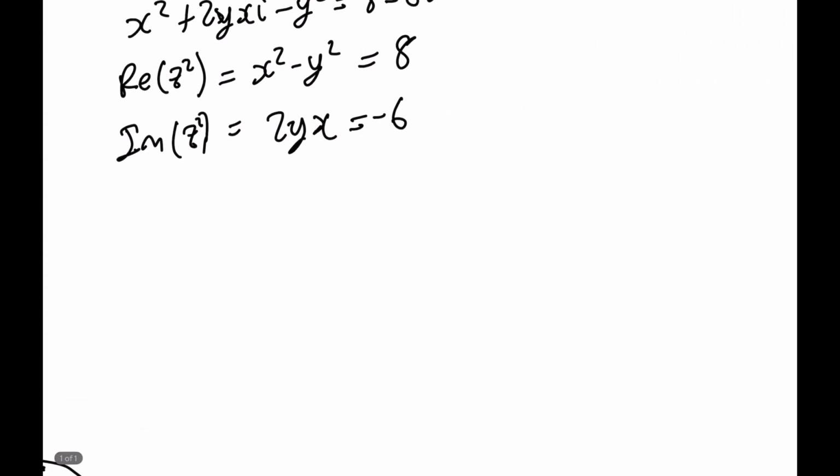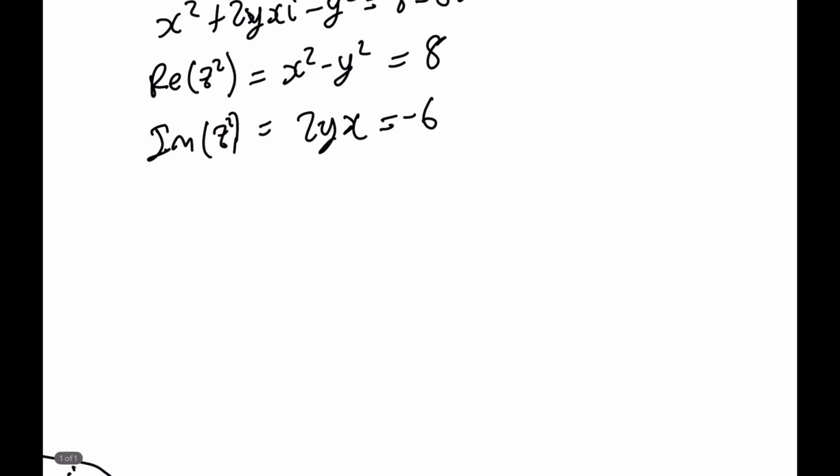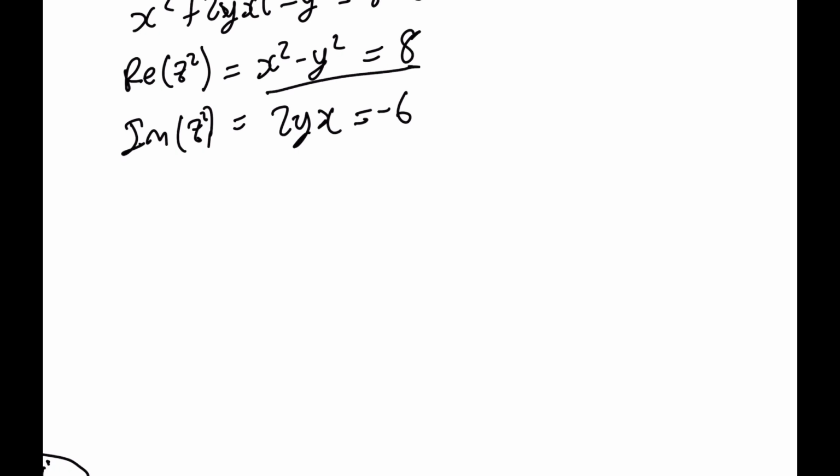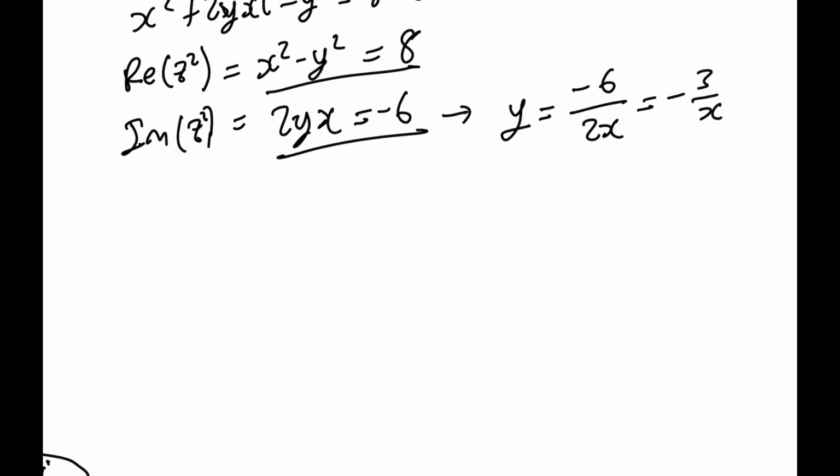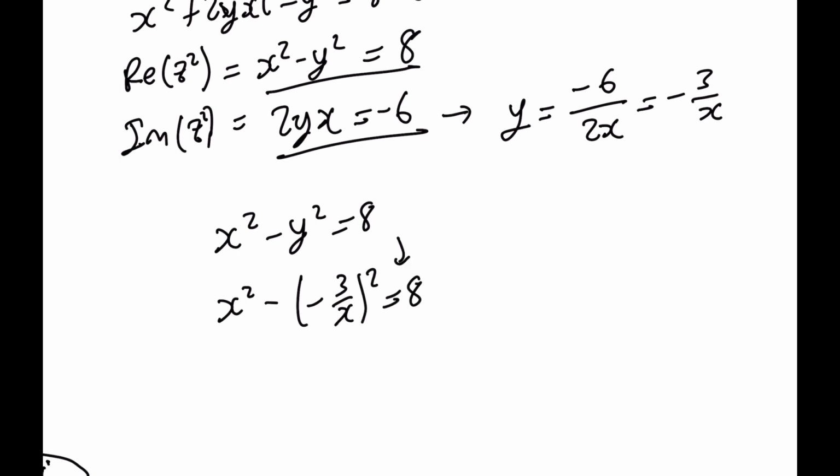So we have these two equations, and now we can do basically simultaneous equations to solve for both. We can make, say, y the subject, so we'll have y is equal to minus 6 divided by 2x, which we can rearrange to get minus 3 over x is equal to y. And if we substitute into the equation above, minus y squared is equal to 8, we get x squared minus (3 over x) all squared is equal to 8, so x squared minus 9 over x squared is equal to 8.